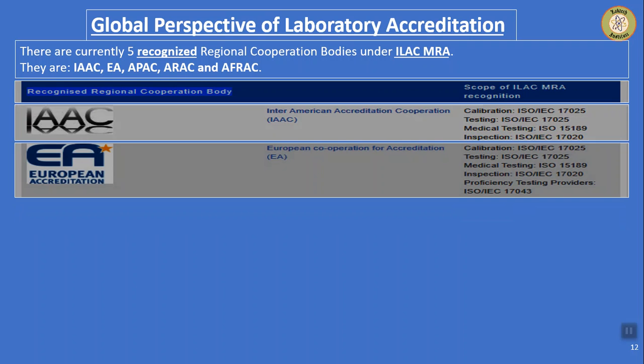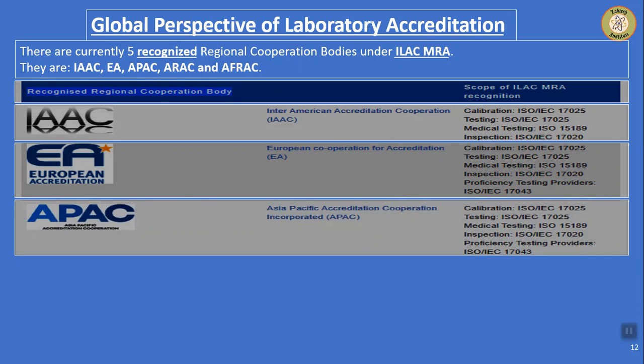Then comes EA, that is European Cooperation for Accreditation. They are recognized for all these things above. Additionally, they are also recognized for proficiency testing providers, that is ISO IEC 17043. Then APAC is Asia Pacific Accreditation Cooperation Incorporated. They are also having all these 5 types of laboratory within their scope of accreditation.